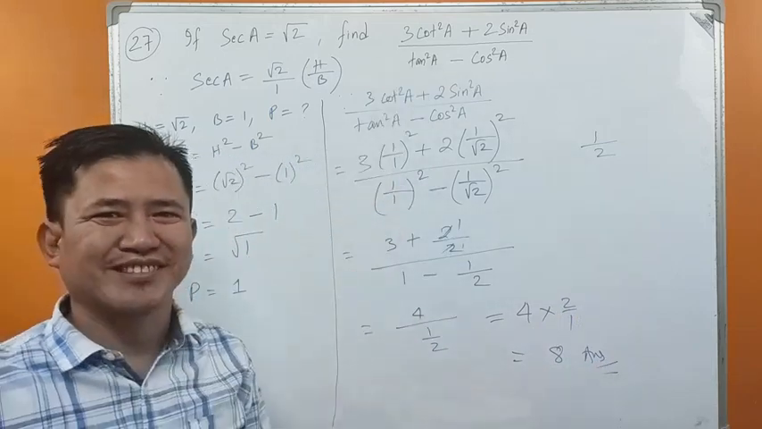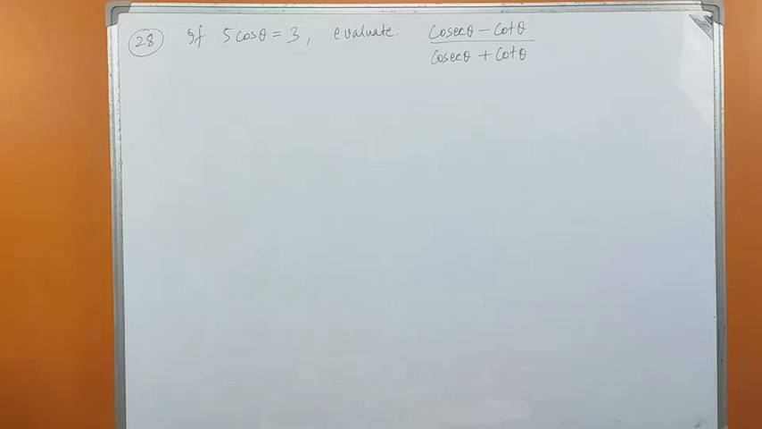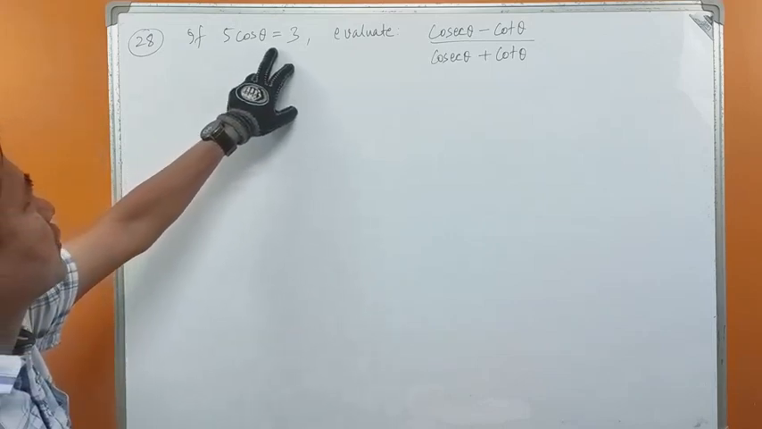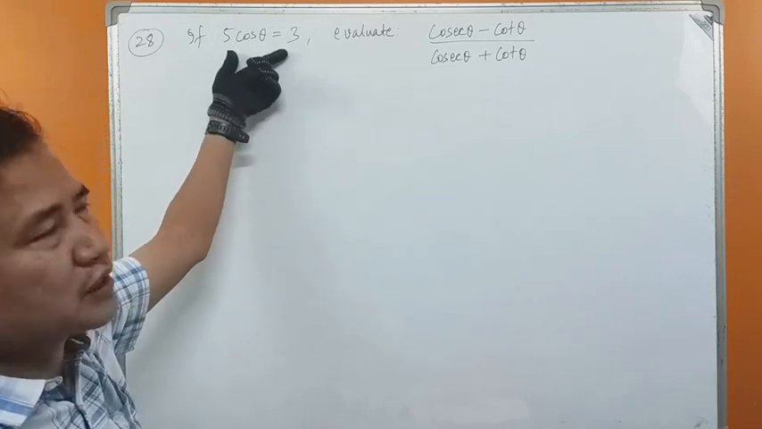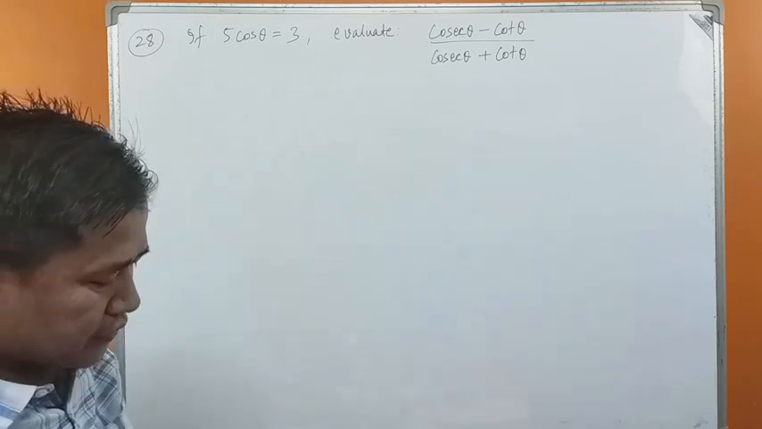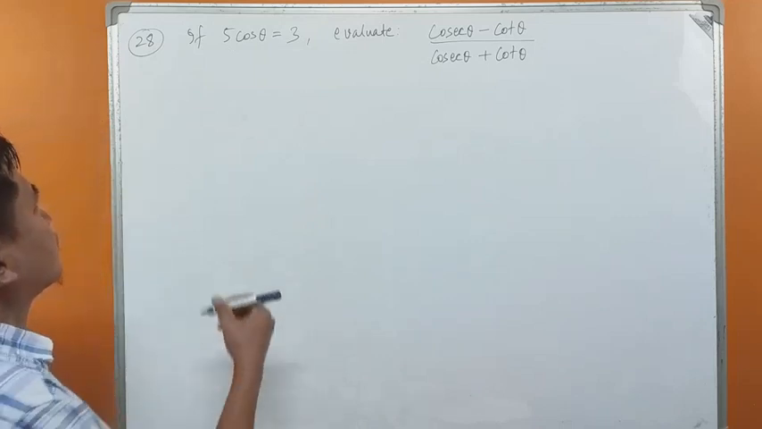I hope you got this. Now let us do the next question. Let us do question number 28. If 5 cos theta equals 3, evaluate this. The value of 5 cos theta is given to us, and we are asked to find the value of this expression.